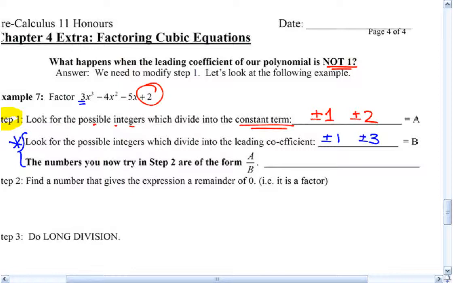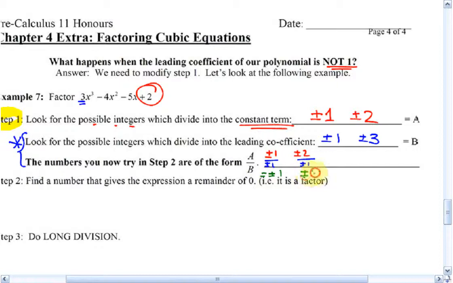I'll give you time to copy this down. You're going to take each value of A, which would be plus minus 1 and plus minus 2, and you're going to divide that by each value of B. Well, if I divide by plus minus 1, that's just equal to what? Plus minus 1, right? What about plus minus 2 divided by plus minus 1? That's just plus minus 2.